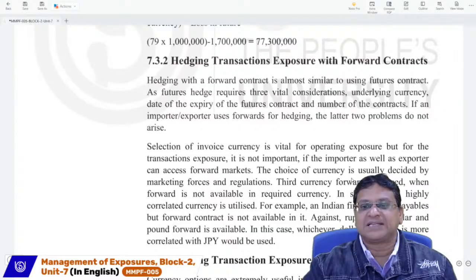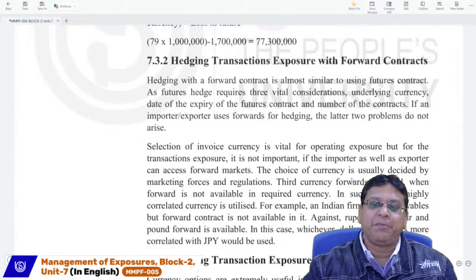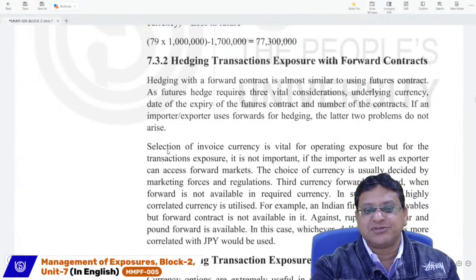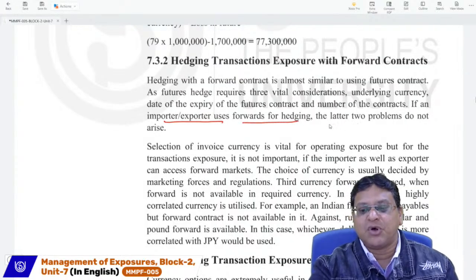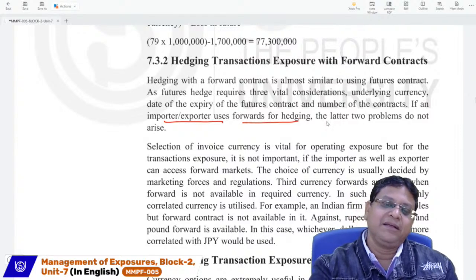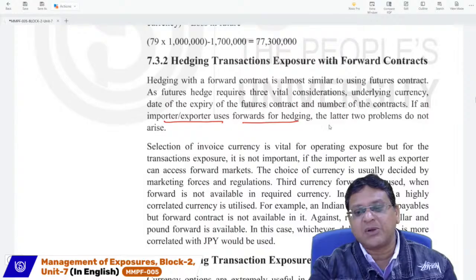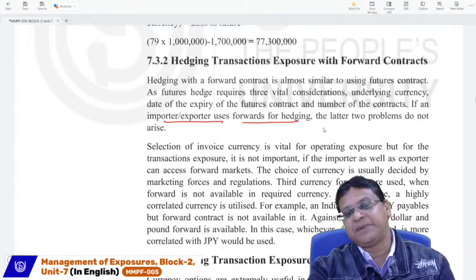In forward contracts, the terms and conditions of the contract are decided by the two parties involved. But forward contracts are normally subject to default risk. Hence, the importer and exporter may use forward contracts for hedging, where the terms and conditions of the contract will be decided by the two parties involved in the agreement. And with the help of currency forward contract, you can prefix the future buying price or future selling price.